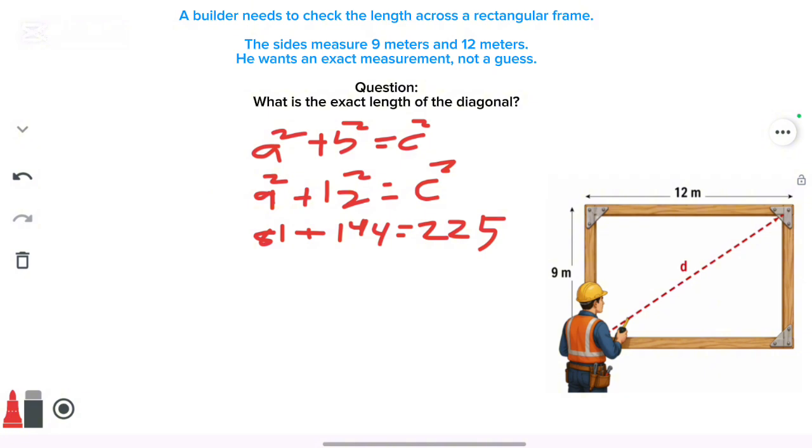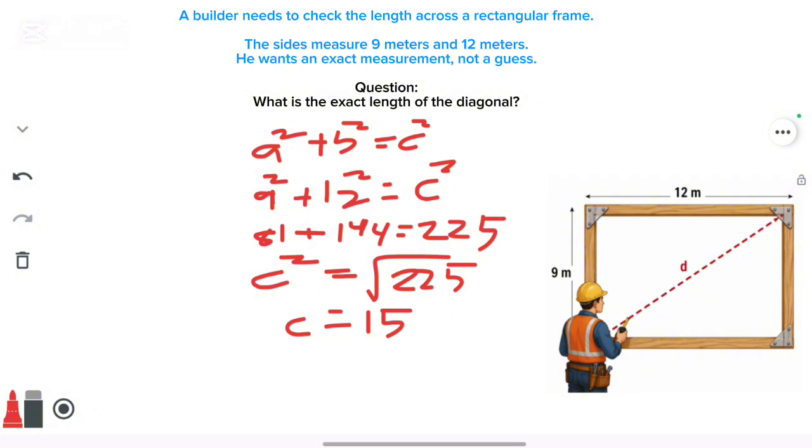There we go, 225. And this is not our final answer. We are going to move on to the next step, and that is to find the square root of 225. So we have here c squared is equal to 225. So the square root of 225 is 15. There we go, 15.